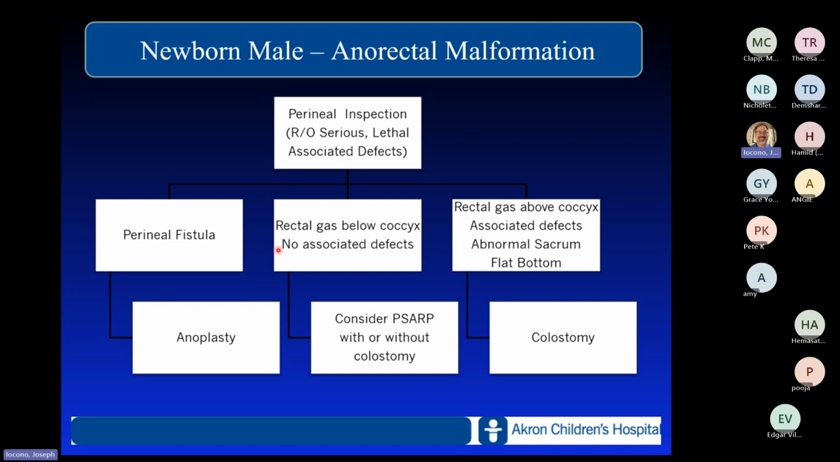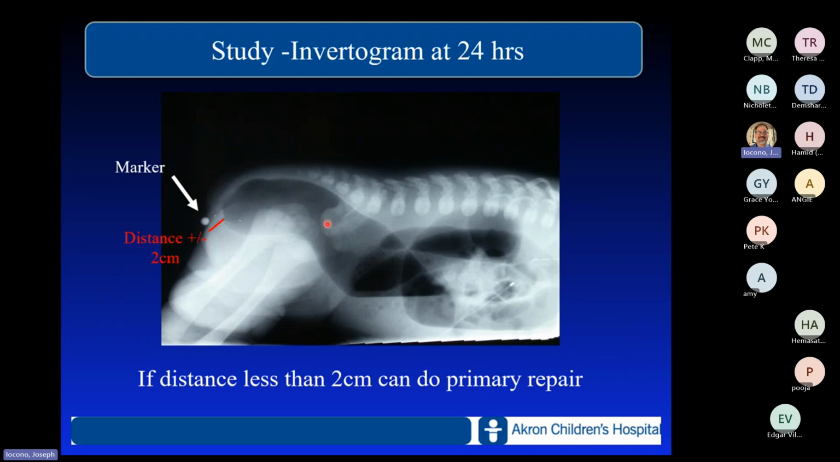if you see gas below the coccyx, there's a special thing called an invertogram, and I'll show you that. This is what an invertogram looks like. You wait 24 hours, you stick the baby's butt up in the air, you wait about 10 minutes, you put a little marker where you think the anal opening should be, and you get a picture. If the air column is within 2 centimeters of the marker, that means you can probably do a primary approach and go find it, and it's close enough that you can do a primary repair and not do a diverting ostomy. But if it is farther than that, or you don't feel comfortable, an ostomy is always right.